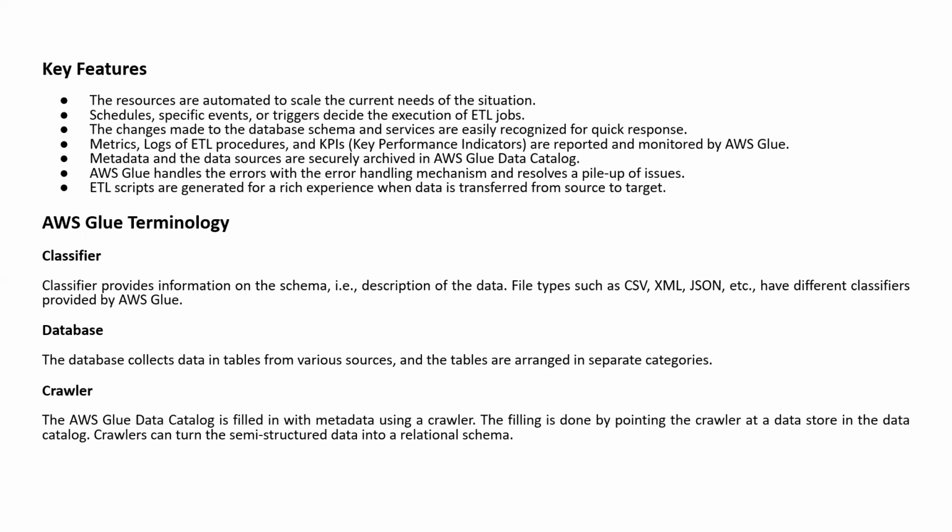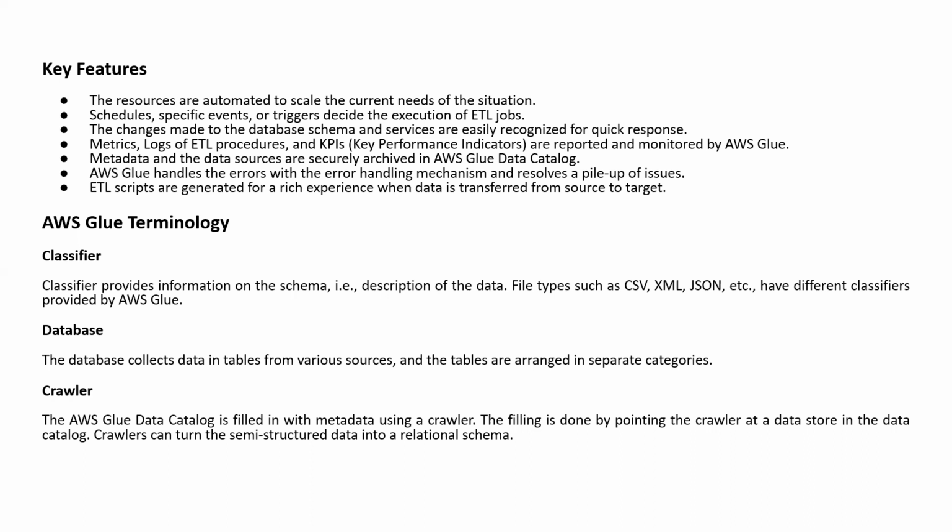So what is a classifier? Classifiers provide information on the schemas, a description of your data, what kind of file types you have, CSV, XML, JSON, etc., with different classifiers provided by AWS Glue. Then there is the database. You have to create a database. The database collects data in tables from various sources, and the tables are arranged in separate categories that I will go through in your AWS Learner Lab.